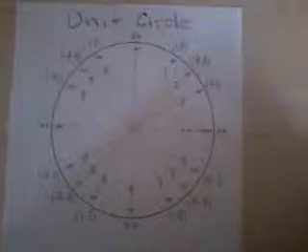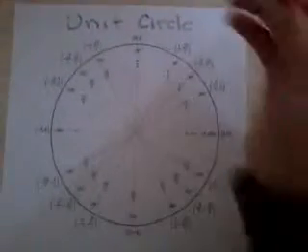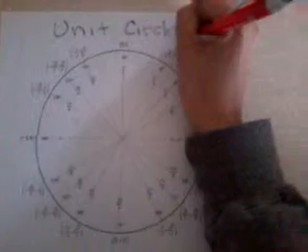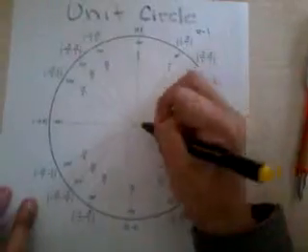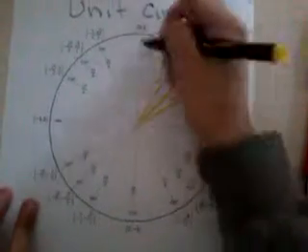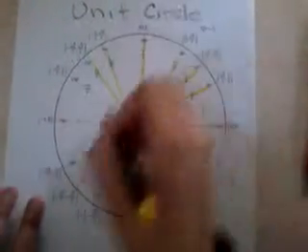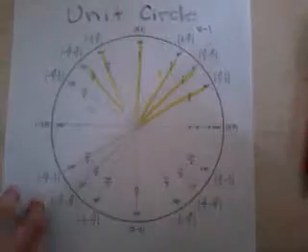Okay, so to begin with, what is a unit circle? A unit circle is a circle that has a radius equal to 1. So that means that all of these, all the way throughout the whole circle, is equal to 1.